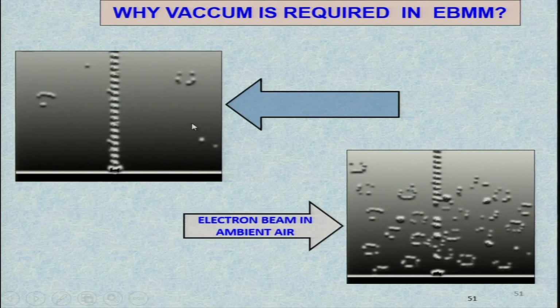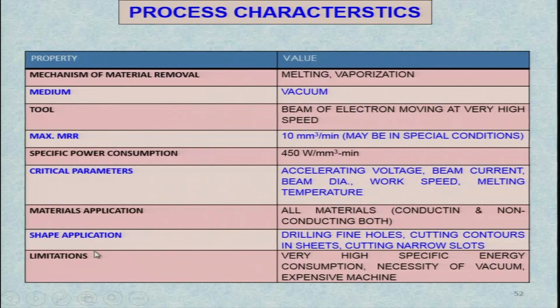Now if vacuum is there, you can clearly see here that the whole beam of electrons is coming and hitting the workpiece surface, and in this particular case you can get much better machining accuracy and better quality of the machined surface. Here you can compare these two clearly, that here you will not get proper kind of machining, but here you can get proper kind of machining. That is why I mentioned that normally electron beam micromachining and electron beam machining are performed under vacuum conditions rather than ambient air conditions. There are some process characteristics I will quickly tell you.